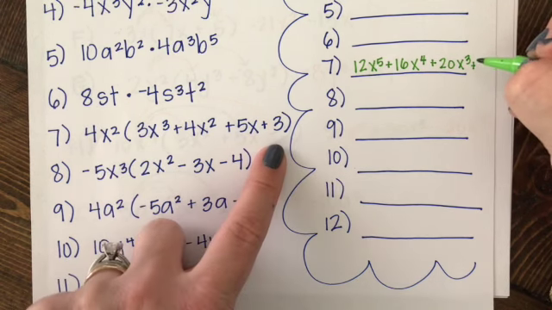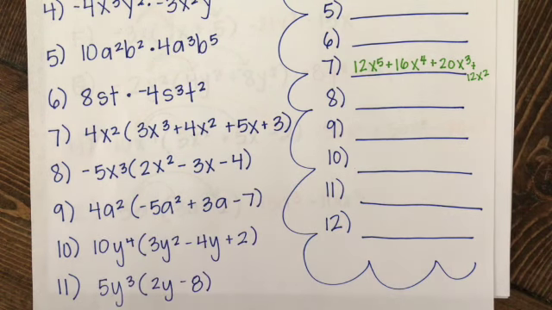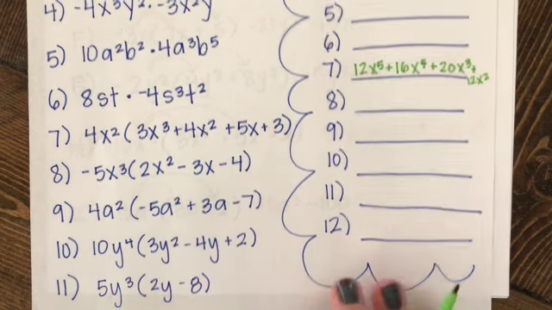Plus 4x squared times 3 is 12x squared. Okay, I didn't space that out very well, but that's all you're doing, exactly what we did on your notes.